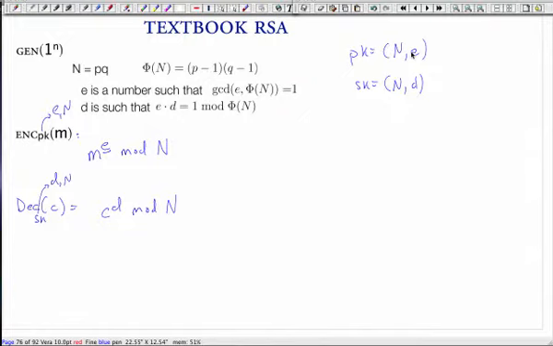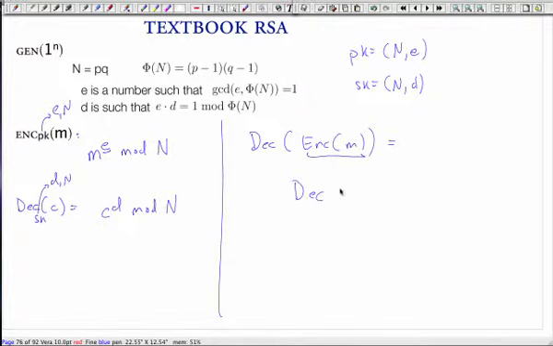Why does it work? So imagine computing the decryption of the encryption of some message. Okay? That's going to be, so the encryption of some message is going to be M to the E, right?